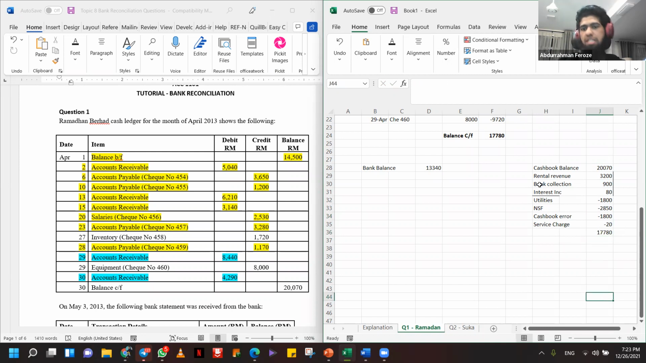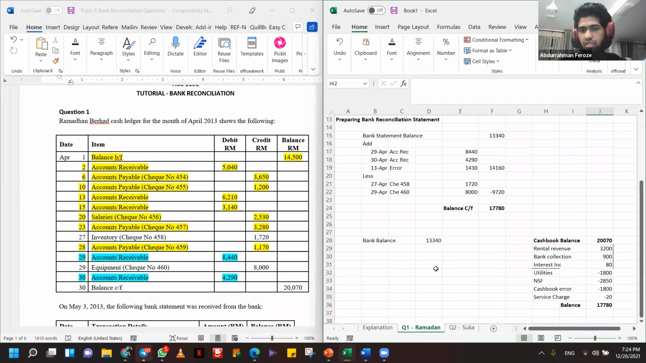So basically we would do it together. So we would do the cash book balance, and then we would make all the changes. We would plus whatever needs to be plussed, and minus whatever needs to be minused, right? And we would get this, and then we do the same for the bank balance. So here we start at 3,300. We basically do this again.